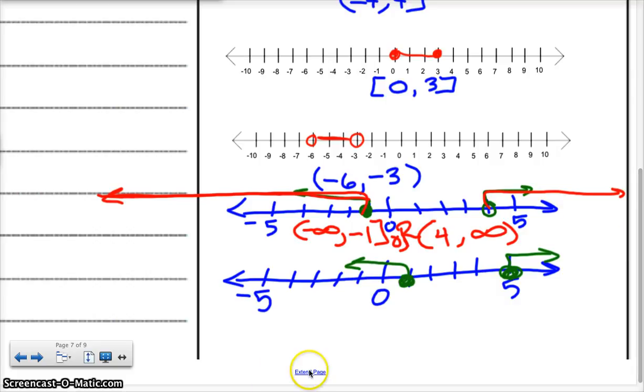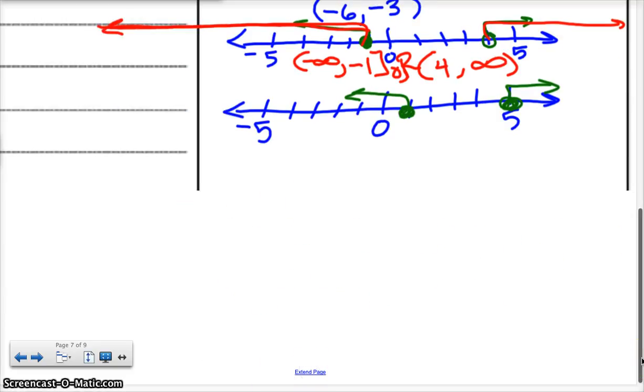Okay. So again, this next one, I start from left to right. What's the first number I have? Well, I'm going to negative infinity, so my first number is negative infinity.